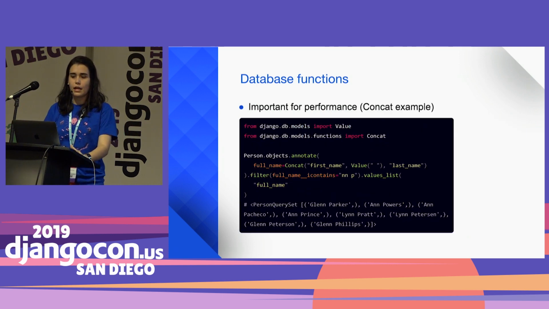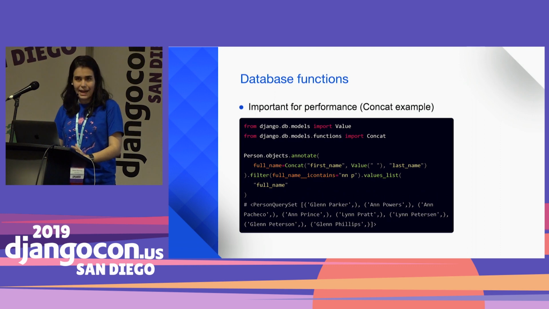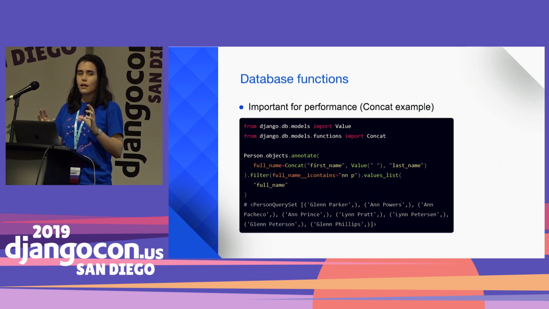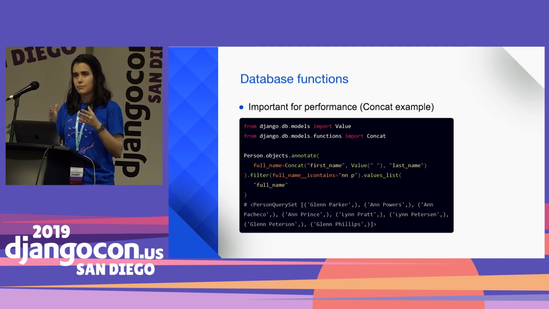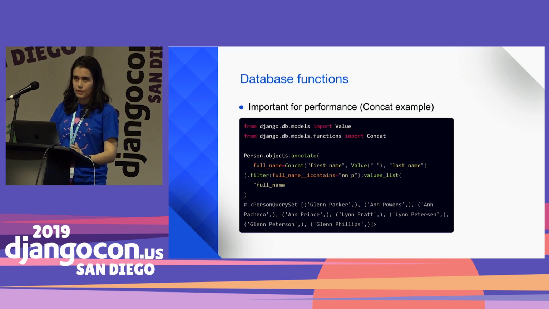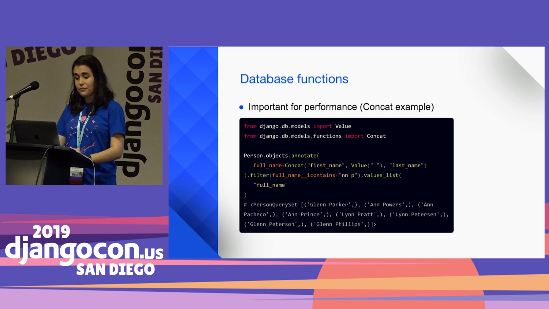And a solution to that relies on a function called Concat, which stands for concatenation. So you can annotate the full name by calling this function with the field names. By the way, I had to put a value there because if I had just put the empty string, Django would try to look for a field named empty string, and it would throw an error. And after annotating the full name, I can use as many string lookups as I want, and it's going to work.